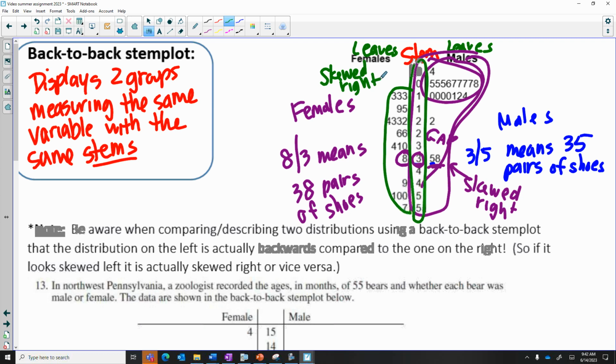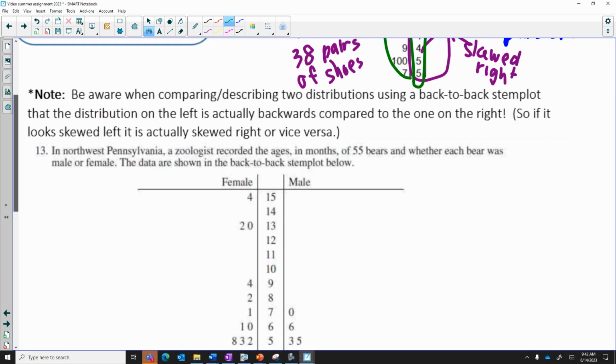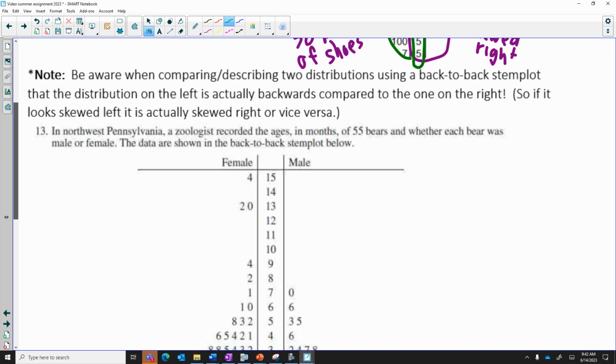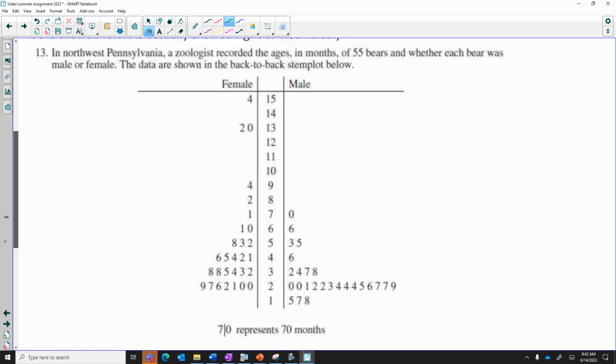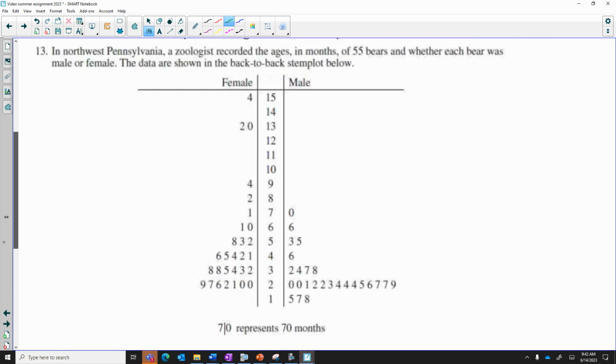So you just have to think about it as skewed towards the bigger numbers, which means skewed right. All right, so this note says, be aware when comparing two distributions using the back-to-back stem plot, because the left one is actually backwards compared to the one on the right. So here is an AP question. I want you to take a look at it and try it. It was a multiple choice question, as you could see. So take a look and see if you can answer the question.